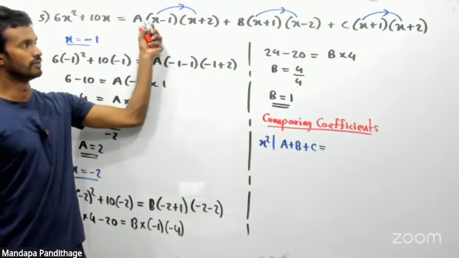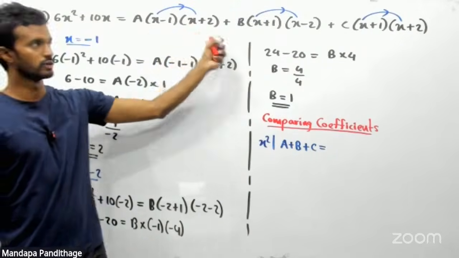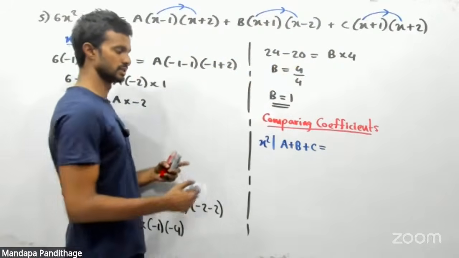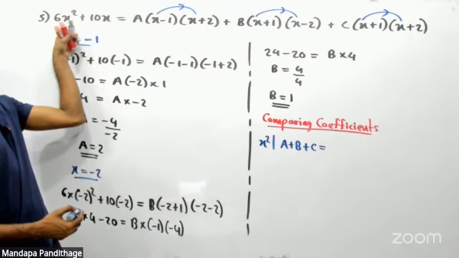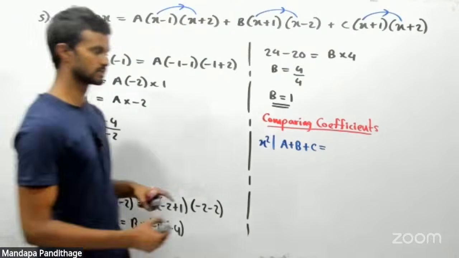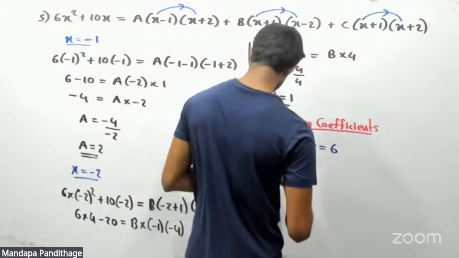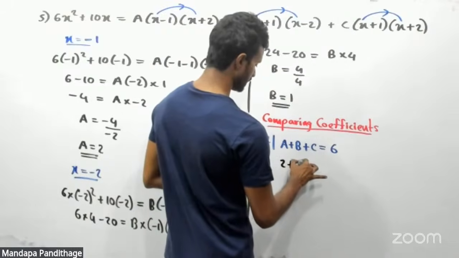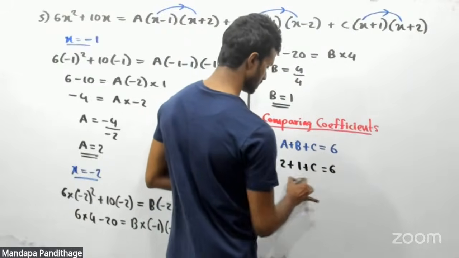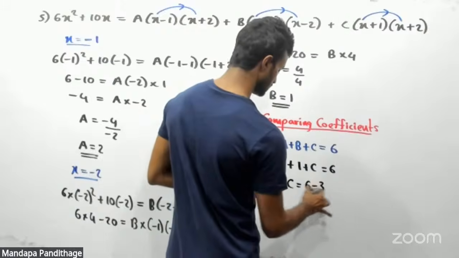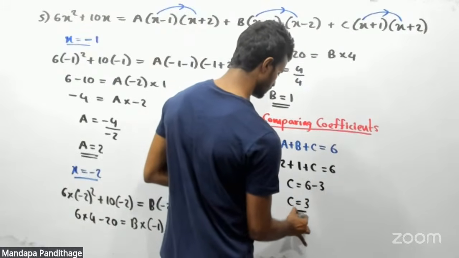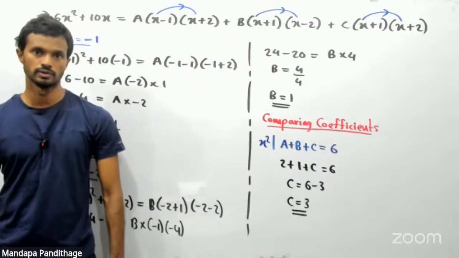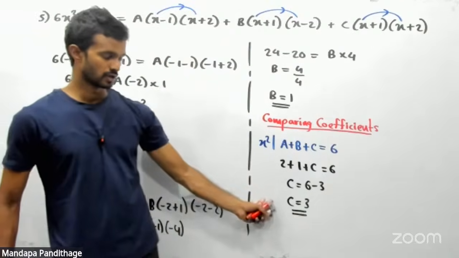Clear? So here, when you multiply these two, you get x squared. When you multiply these two, you get x squared. These two, you get x squared. So then the coefficient a plus b plus c is equal to what? The coefficient of x squared here is 6, and this is equal to 6. So you have a equals 2 plus b equals 1 plus c equals 6. So c equals 6 minus 3. So you get c is equal to 3. So that is how you can do this. Clear?